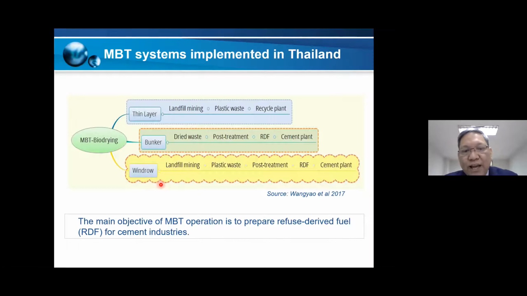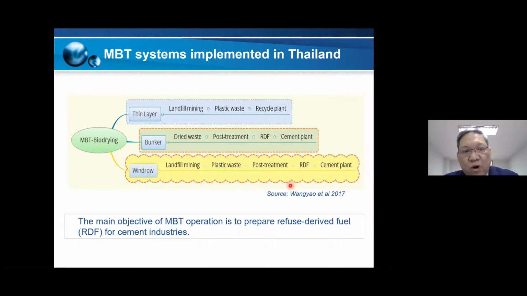and then after that we do the physical separation of the waste components with high caloric value. After that, the recovered waste can be used as refuse derived fuel and is mostly used in the cement plant.